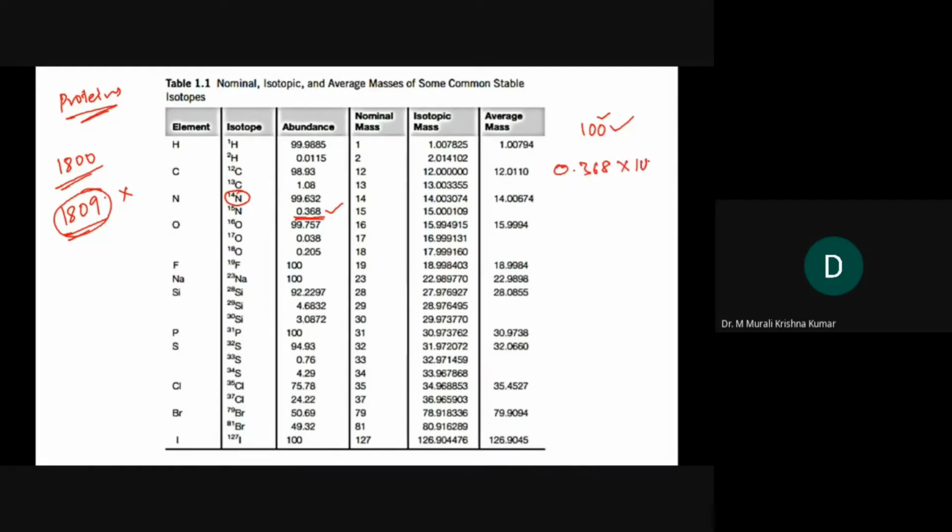0.368 into 100, so this will be 36.8. Okay, that is huge. So that's the reason why. When you are increasing molecular weight, when you are increasing certain elements in your molecular formula, M+1 will give you cumulative contribution.